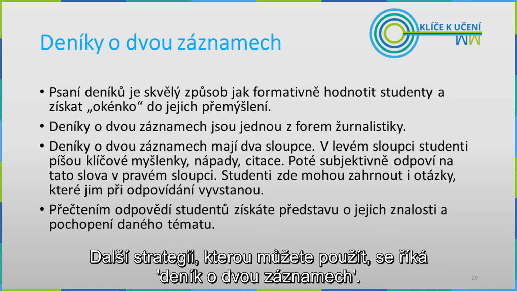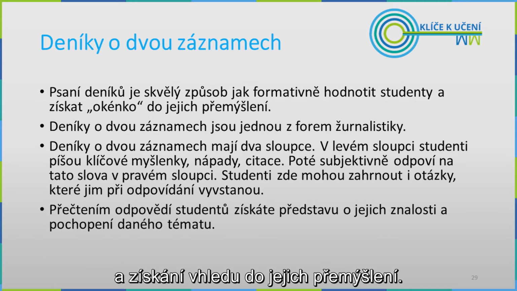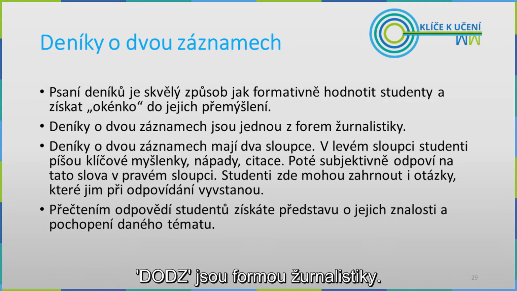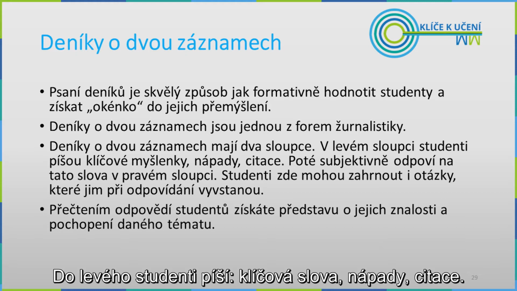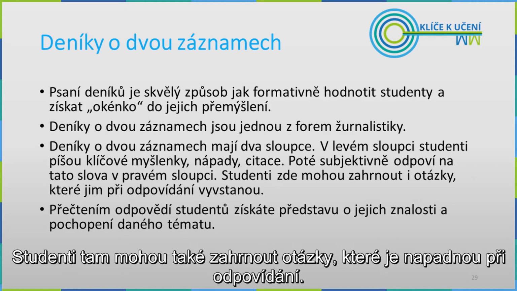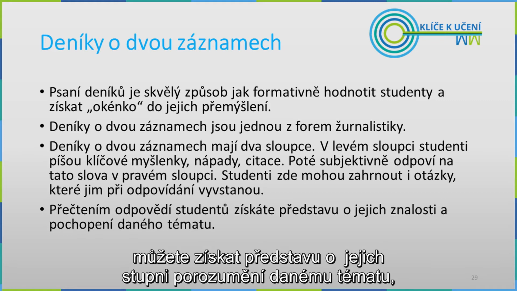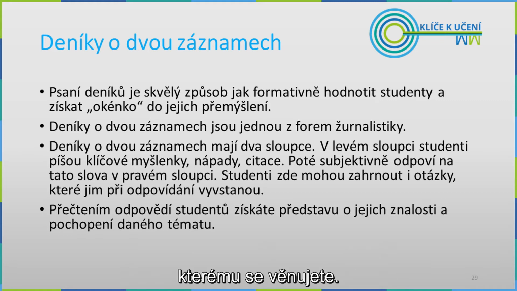Another strategy that you can use is something called the double entry journal. Journals are a great way to formatively assess students and get a window into their thinking. Double entry journals are one form of journaling. With a double entry journal, you have two columns. On the left column, students write keywords, ideas, or quotations, and then they give their personal response to these words in the right column. Students may include questions that arise out of their responding. By reading the students' responses, you can assess their knowledge and understanding on the topic that you are studying.